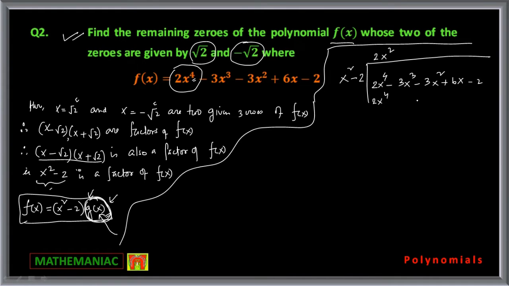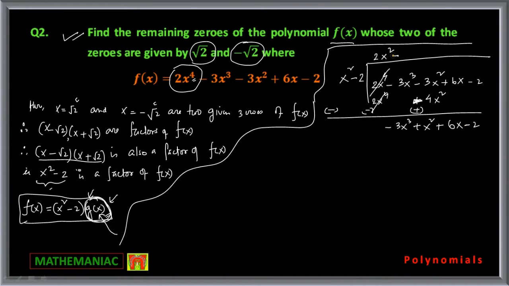So I'll get here 2x squared, giving me 2x to the power 4, then I'll multiply it back and get 4x squared. It is minus 4x squared, not plus. And then I have to subtract. If I subtract, this will be minus, this will become plus, they will get cancelled, then minus 3x cube will come down, then here I'll get x squared, then I'll bring down 6x, and then 2, right?